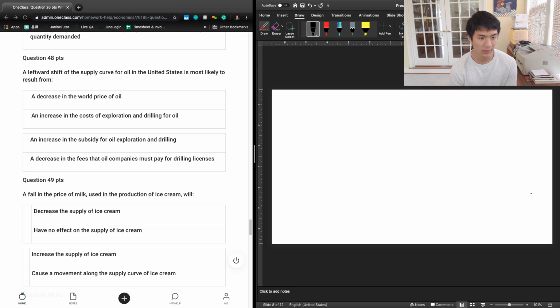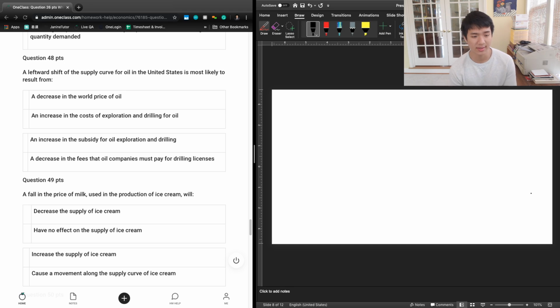B says an increase in the cost of exploration and drilling for oil. And so if we assume that the cost of exploration and drilling for oil is an input into supplying oil in the United States, which is likely, then an increase in input costs causes a leftward shift of supply, and that quantity supplied goes down for every price level. And so this is going to be a promising answer for our question.